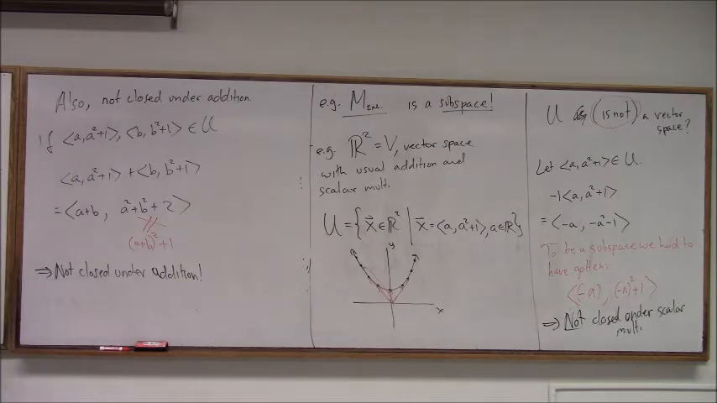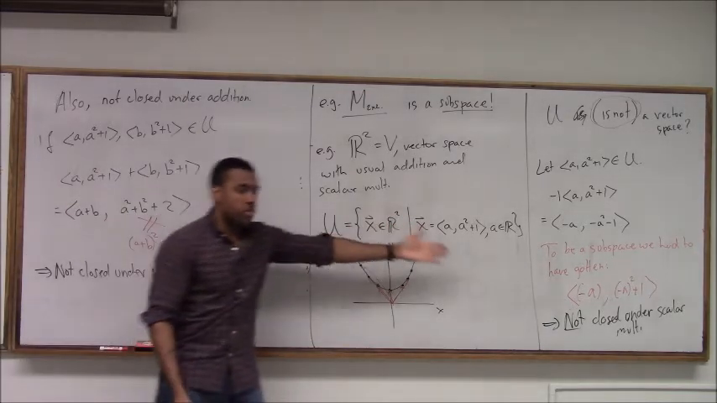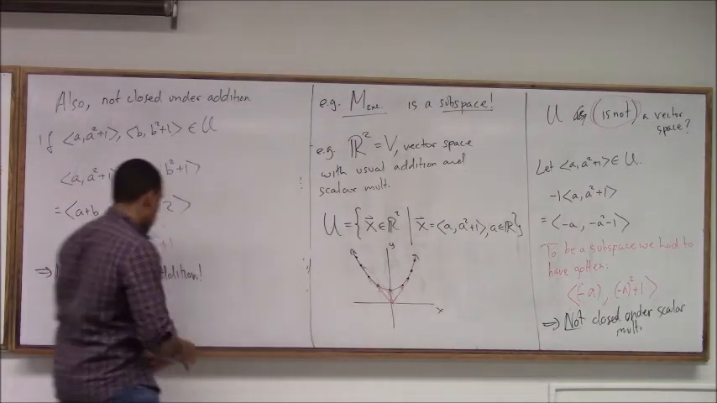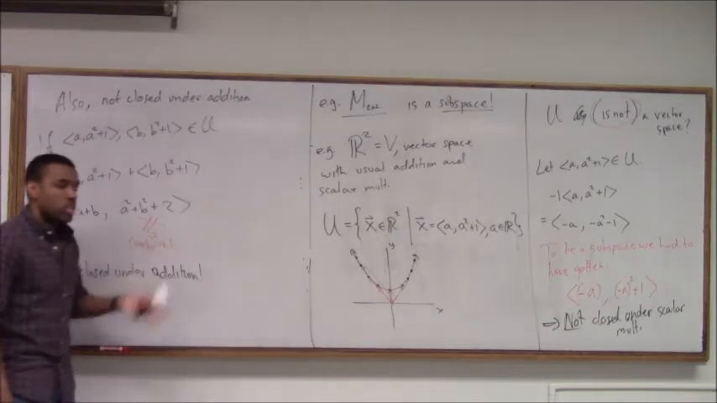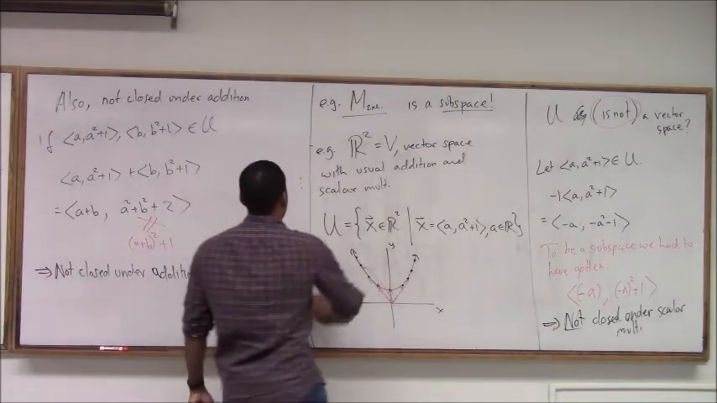There are situations where it's closed under one of these but not the other, so you do have to check both, right? But once one of them fails, you can automatically stop because it's not a vector space. But if one of these works, you need to check the other one to make sure.